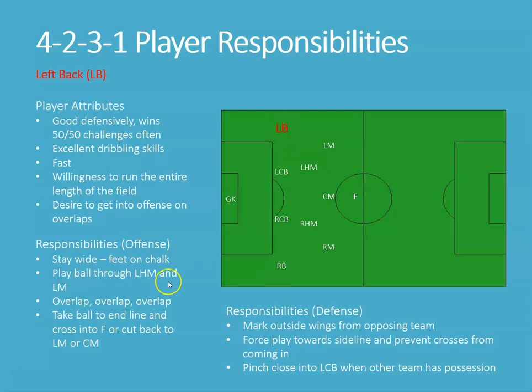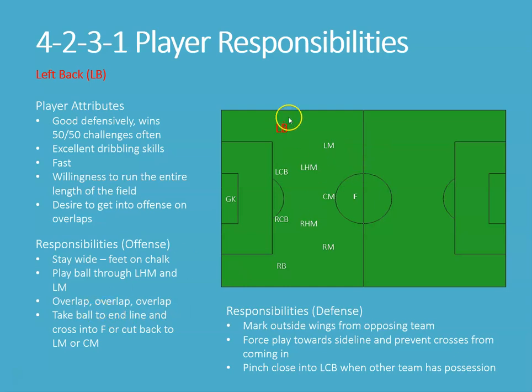These positions, the left and right backs, are going to play the ball through the left and right holding mids. So in this instance, we're going to play through the left holding mid as well as the left mid. Overlap, overlap, overlap. Can't say that enough. That's what we want this position to do. As either of these players gets the ball, we need to read the situation and be ready to make that overlapping run to take advantage of an aggressive defense or a defensive team that's out of position.